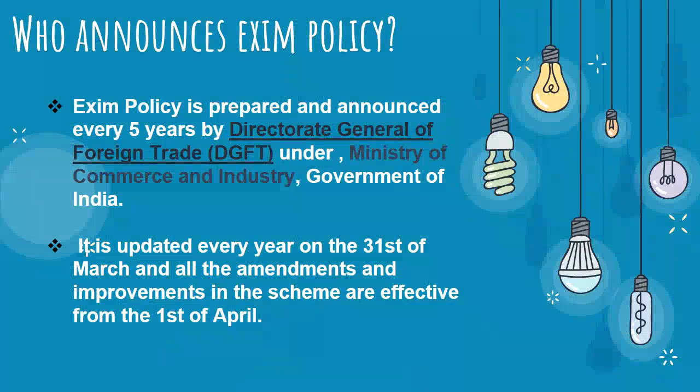Who announces EXIM policy? EXIM policy is prepared and announced every 5 years by the Directorate General of Foreign Trade under the Ministry of Commerce and Industry, Government of India. It is updated every year on 31st of March, and all the amendments and improvements in the scheme are effective from 1st of April.